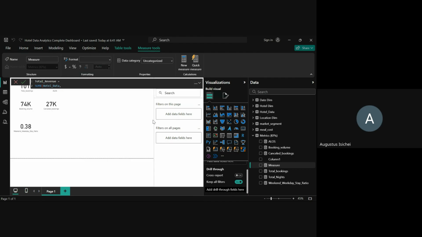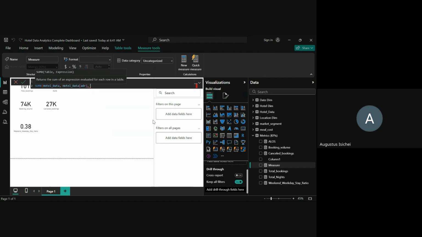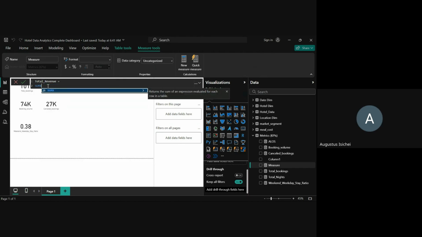ADR, hotel data ADR, times the total nights, the metric we calculated earlier. So let me explain what just happened here. Let's look at the SUMX function again so that you understand how it works. SUMX returns the sum of an expression evaluated for each row in a table.